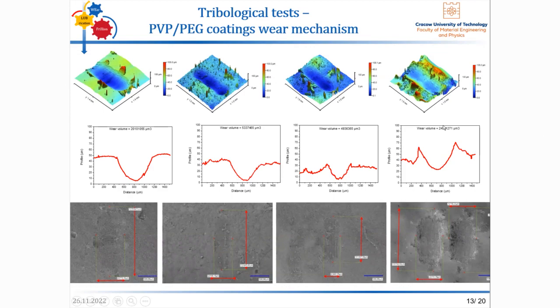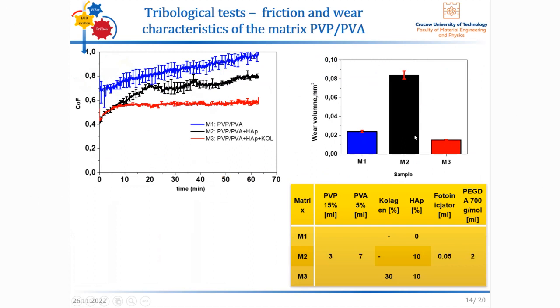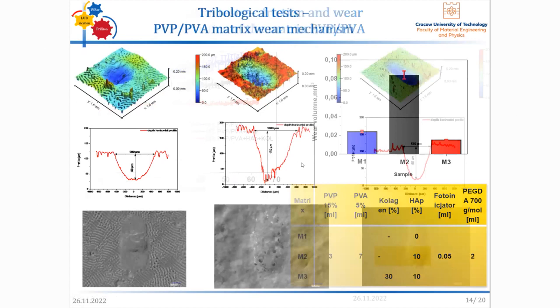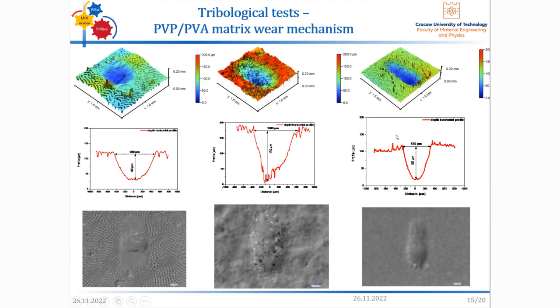In the case of the tribological properties of the matrices, there is a similar situation: the coefficient of friction is highest for a pure polymer matrix, and it's much better when we have collagen and a small amount of hydroxyapatite. The red curve shows the lowest coefficient of friction and the lowest wear. So this is the best composition in the case of matrices, the one that contains 10% of hydroxyapatite and 30% of collagen. Here is the wear mechanism, and we see again that the smoothest surface and the lowest wear volume is for the last sample.